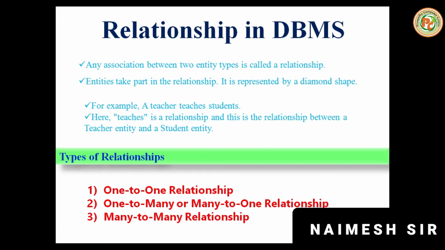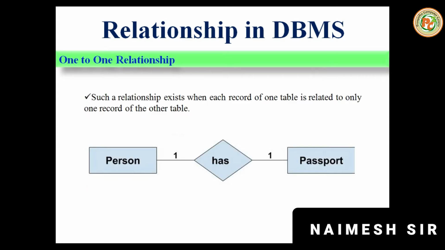So we are going to learn about the types of relationship. There are three types of relationship. First, one-to-one relationship. Second, one-to-many, or we can say many-to-one relationship. And third, many-to-many relationship. So let's learn first the one-to-one relationship.